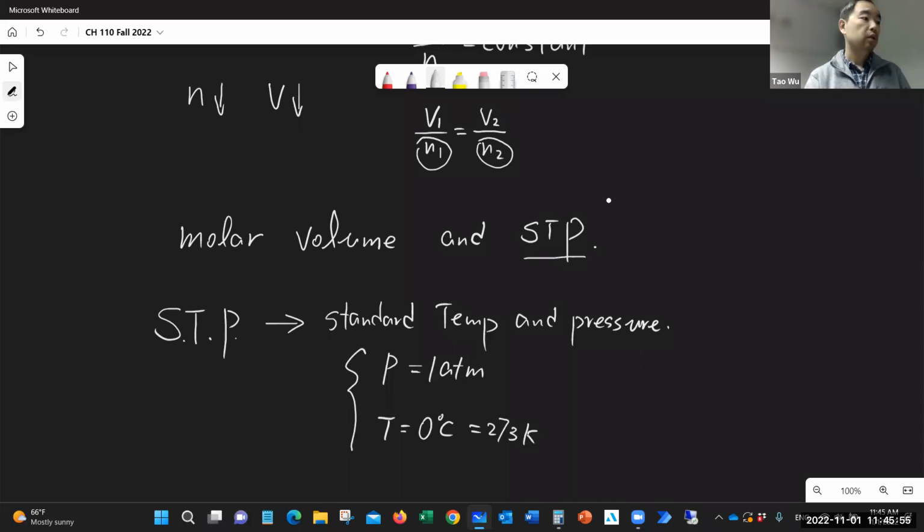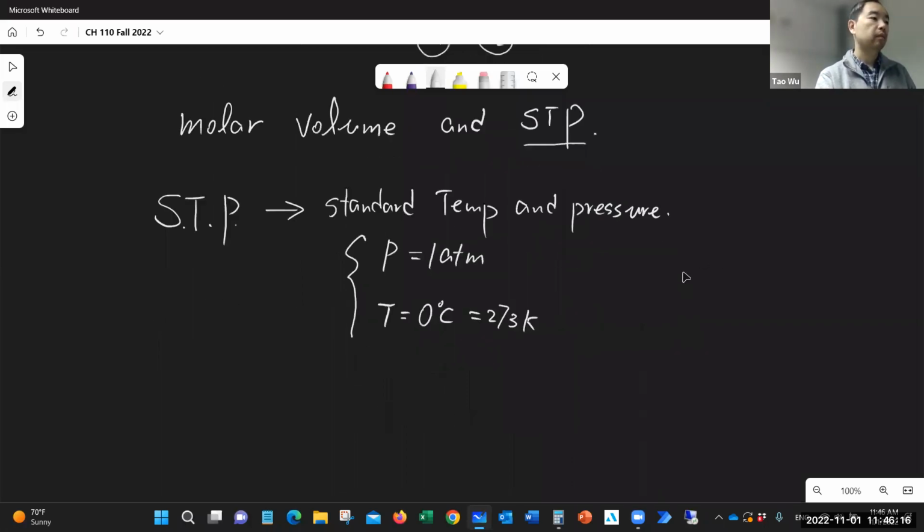We use STP more often, so you're probably going to want to remember this. What does STP mean? 0 Celsius or 273 Kelvin, and 1 atmosphere.